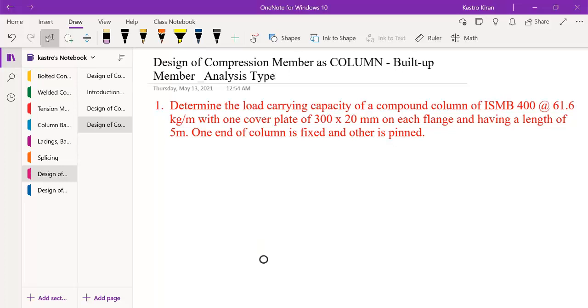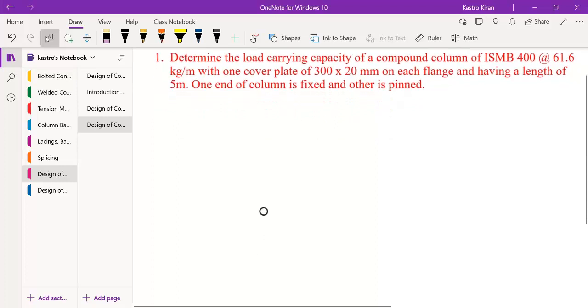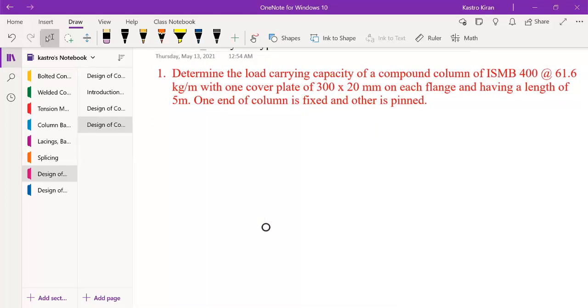Anyway, here you can see the question. Determine the load carrying capacity of a compound column. Compound column or built-up column, they both are the same. The other name of compound column is built-up column.